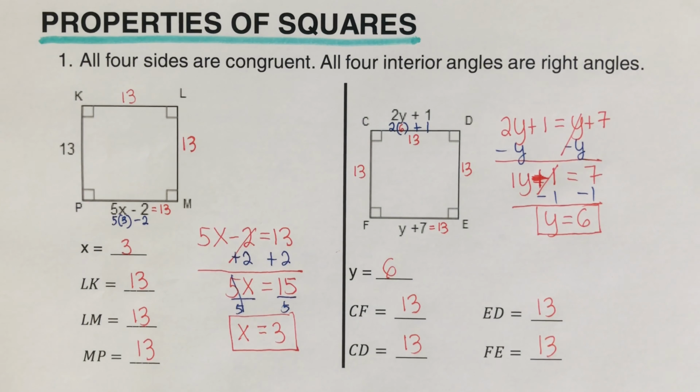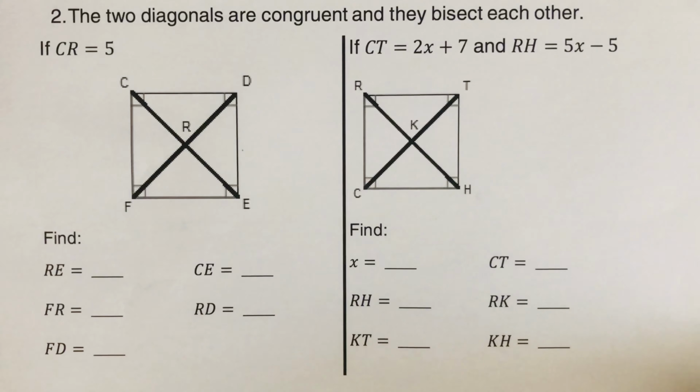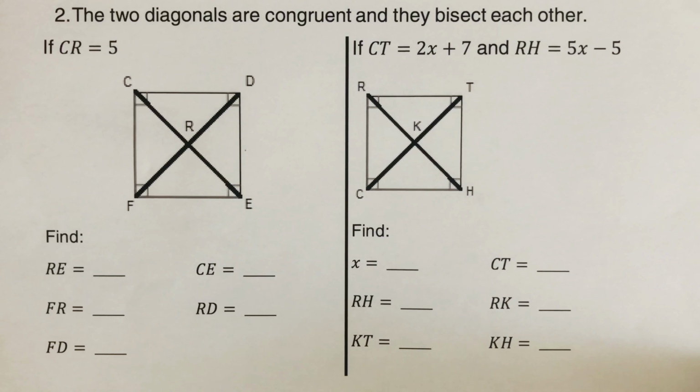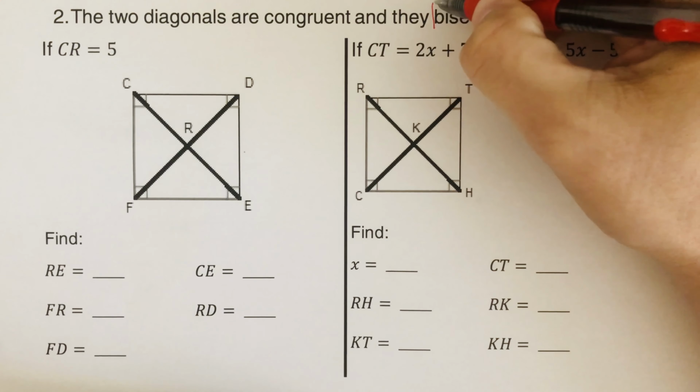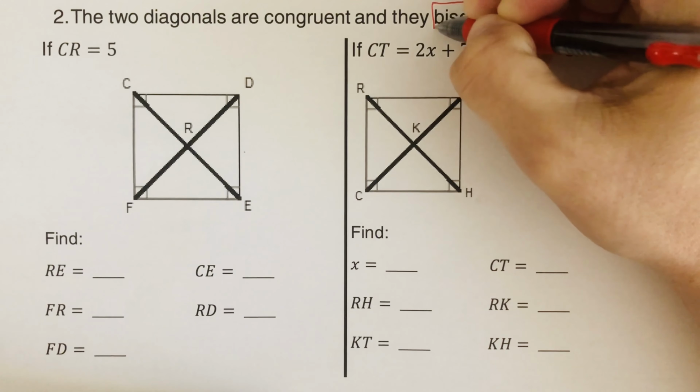Did you get the same answers as this? Good. Perfect. Now let's move on to the second property right here. The two diagonals are congruent and they bisect each other. Let's define the word bisect again. The word bisect had been mentioned in the previous video.